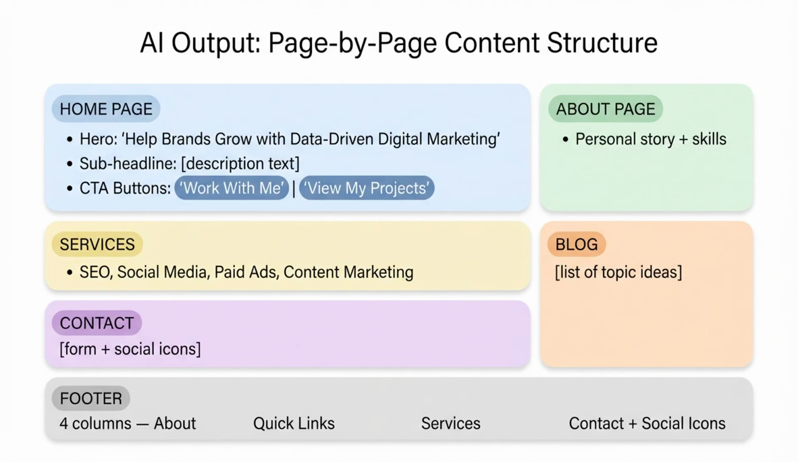The AI goes even further. It generates the actual content for each page. For the home page, it writes a hero headline, a subheadline, and even the text for call to action buttons. For services, it lists out specific offerings like SEO, social media management, paid advertising, and content marketing. The footer is laid out as 4 columns. The instructor emphasizes, this is your content blueprint. You take this and build it into your design.